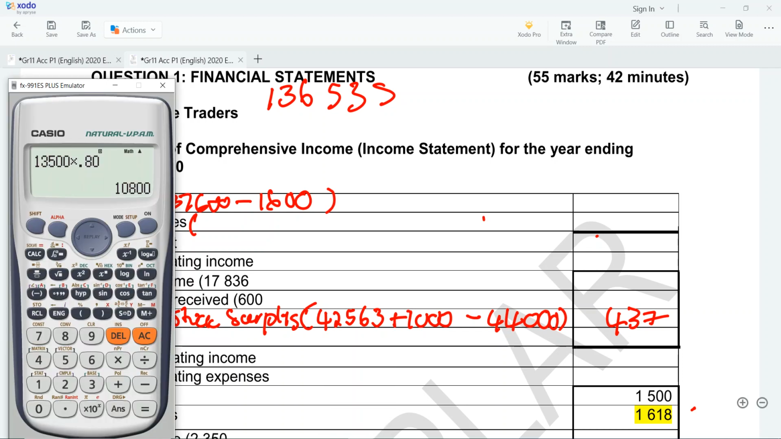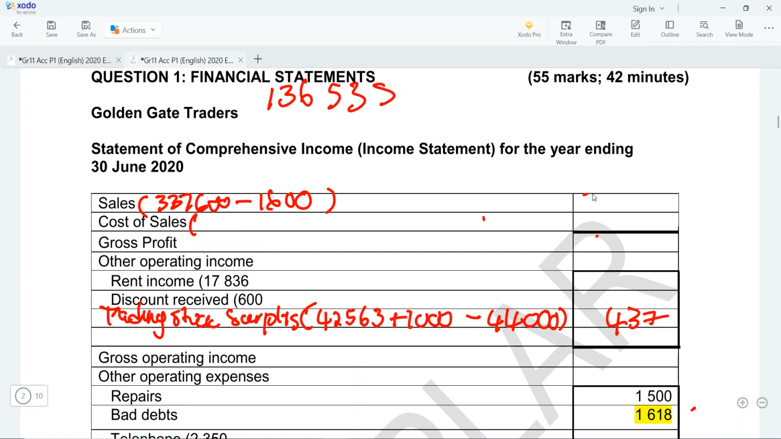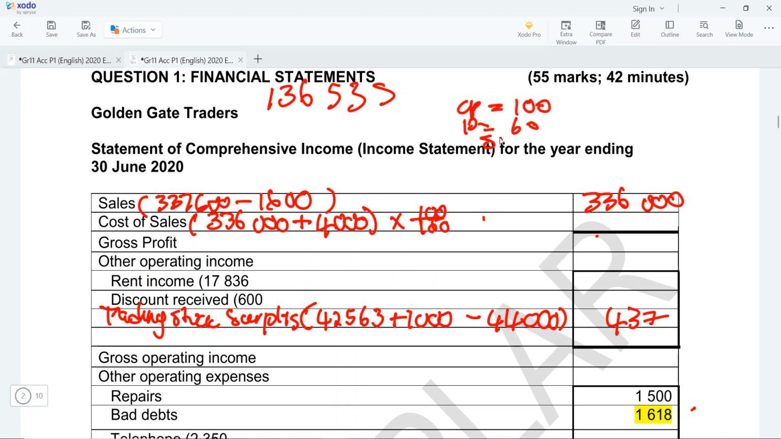So if we say 337,600, then we say minus 1.6, it is going to give us 336,000. Then we put it here. Then you take this 336,000, because this one excludes the trade discount that you gave to customers, and add it to the trade discount. Then you multiply by 100 over 160. Remember, they said that our cost price is equal to 100%, our profit is equal to 60. So it makes sense that our selling price will be equal to 160.